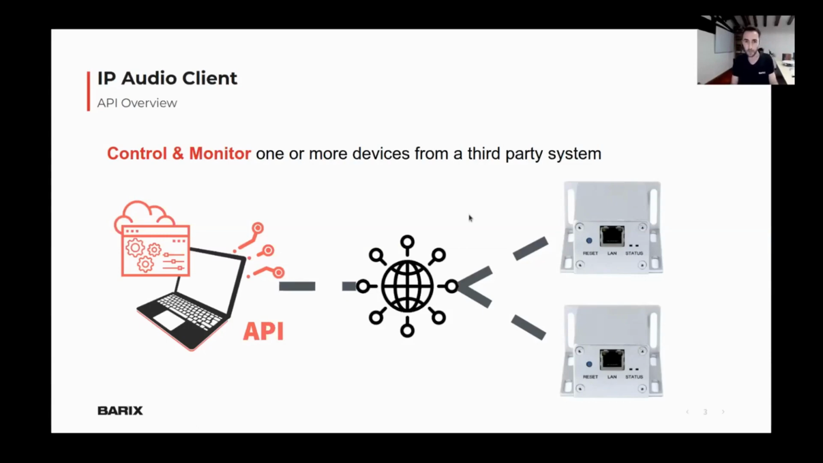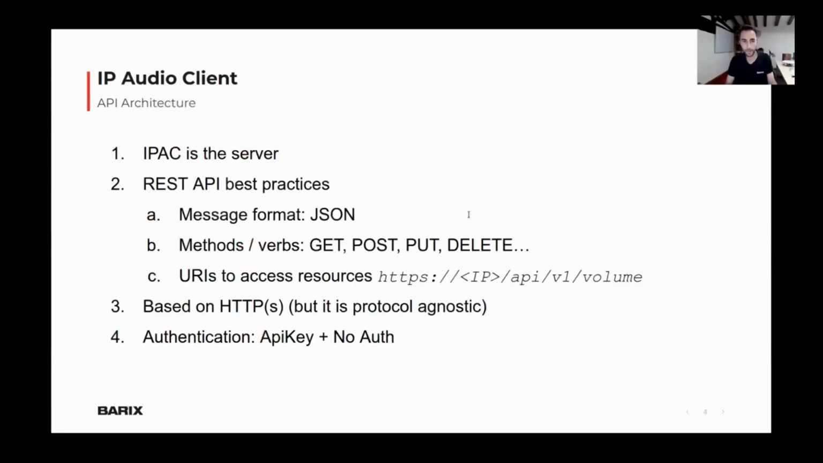And if I go a bit more into the details, what you see on the screen now are the pillars of the API architecture that we are implementing. Point number one is that we defined the IPAC to be the server, which is listening for incoming requests from clients and handling requests accordingly, replying with the defined responses. Number two is that we want to stick to and follow the REST API best practices. The whole web is mainly based on this REST approach, so we opted to follow the same.